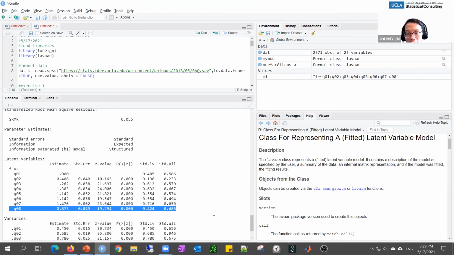Okay. All right. So how do you guys feel about that one? Not too bad? Maybe the interpretation was a little tricky, right? But honestly, most people don't interpret the marker method or the variance standardization method. They really just interpret the last column, which is the standardize all method.